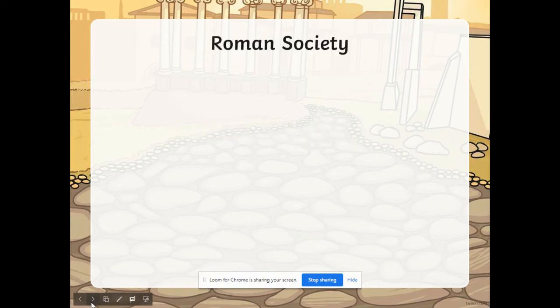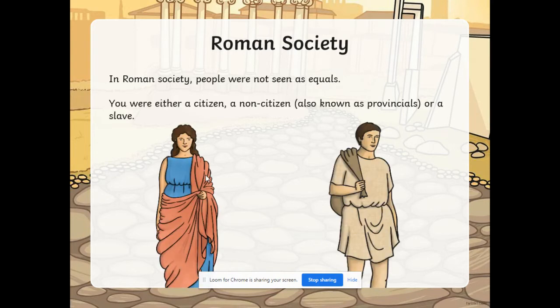So Romans, people were not seen as equals. Roman society, everyday life. So people were not equal. You're either a citizen, a non-citizen, also known as provincial, or a slave. Citizen means he was from Rome. A non-citizen could be, let's say, from a city in Italy, or could be Greek, or any other provincial, or a slave.